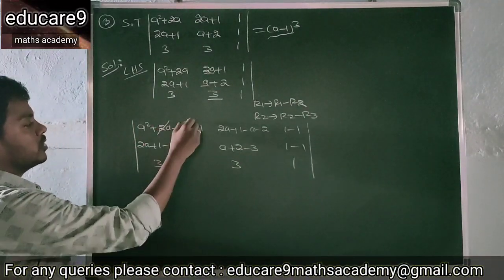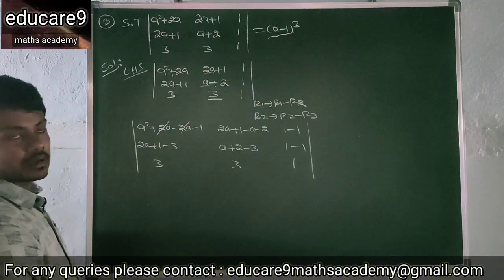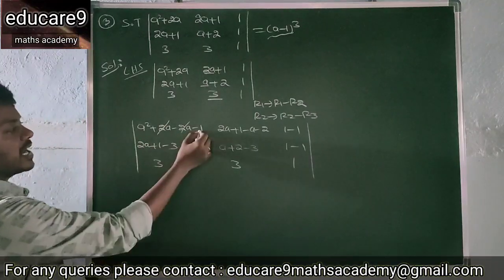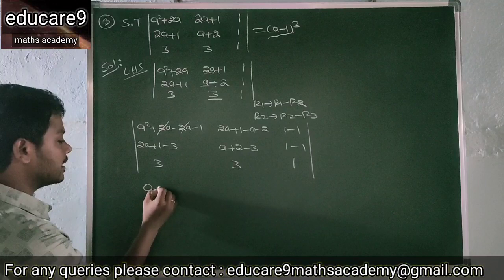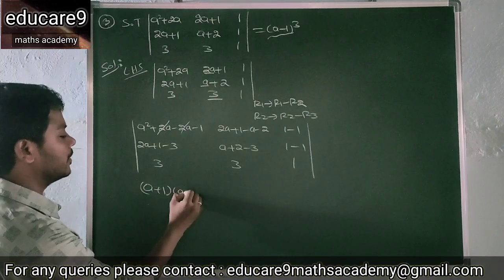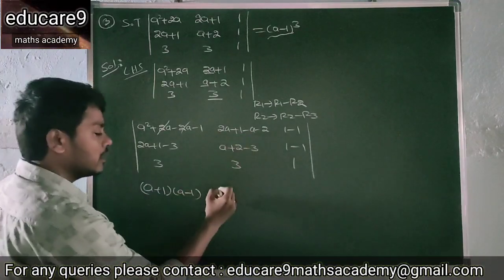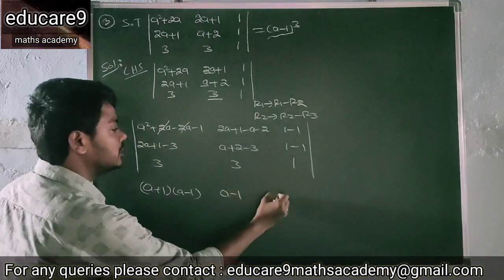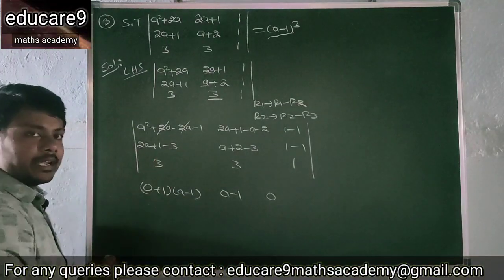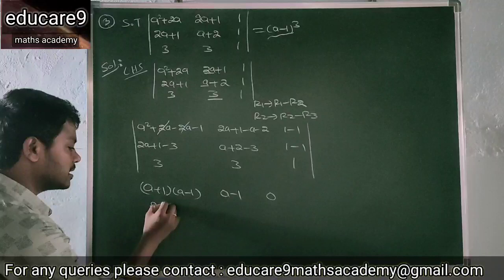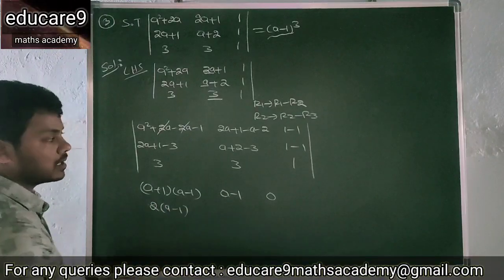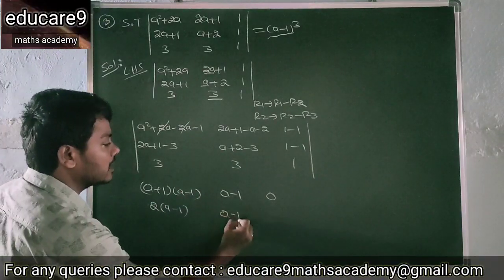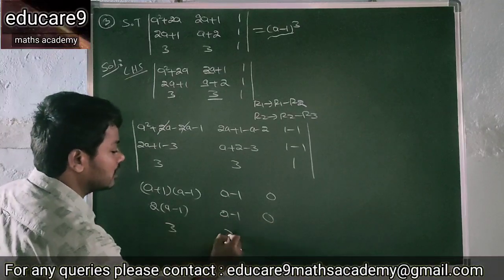Next here, plus 2a minus 2a get cancelled. Now this is a square minus 1, written as a plus 1 into a minus 1. Next here, a minus 1, 0. Here 2a minus 2, so this can be written as 2 times a minus 1. Next here, a minus 1, 0, 3, 3, 1.